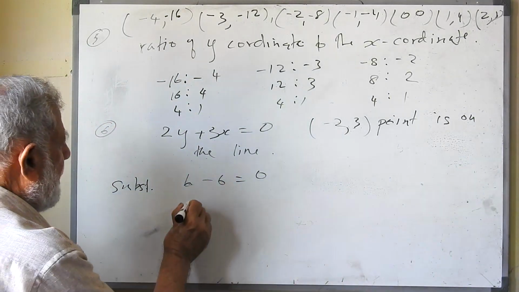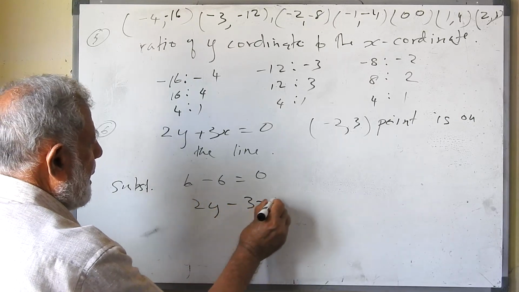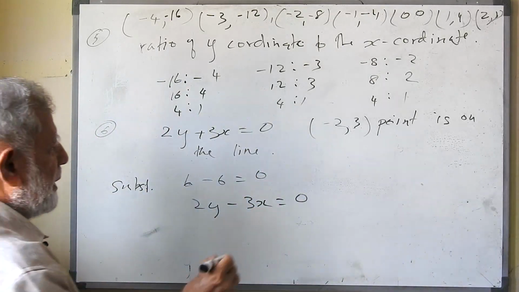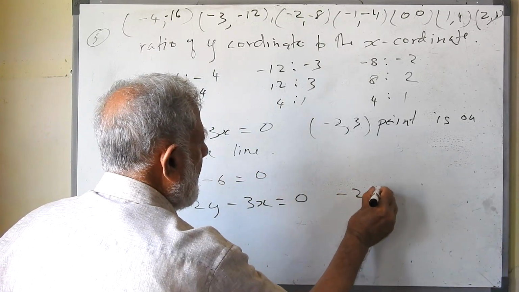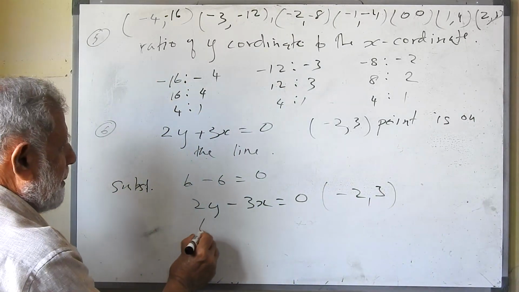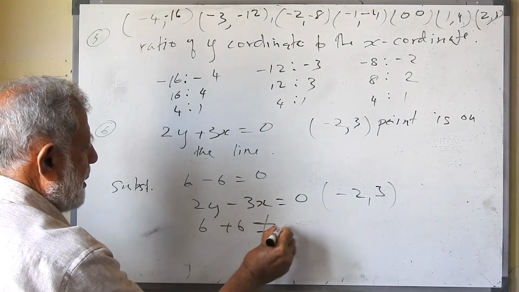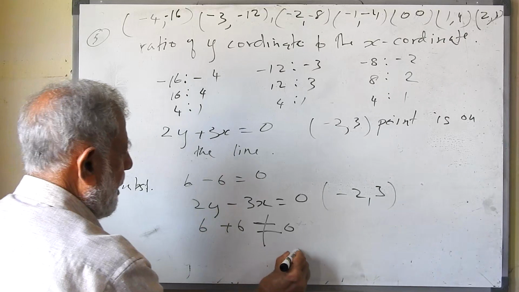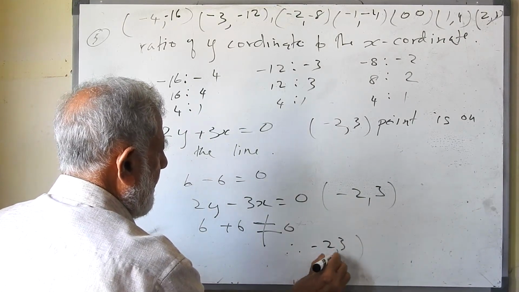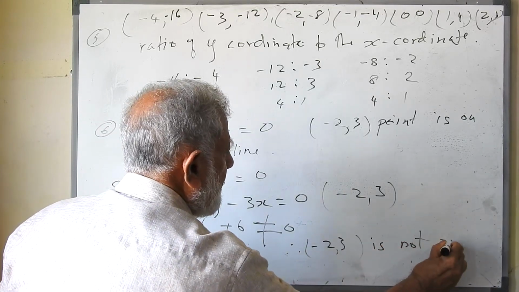Suppose we have the equation 2y minus 3x equals 0. If you substitute minus 2, 3 in this line, you will be getting 6 plus 6, which is not equal to 0. Therefore, minus 2, 3 is not on this line.